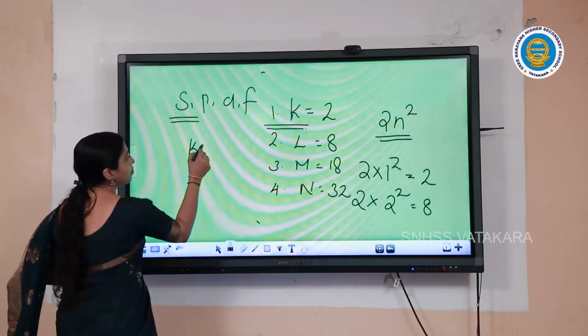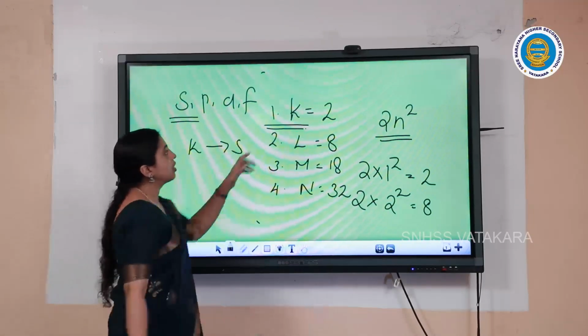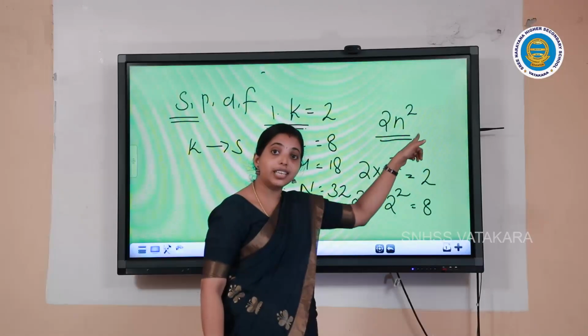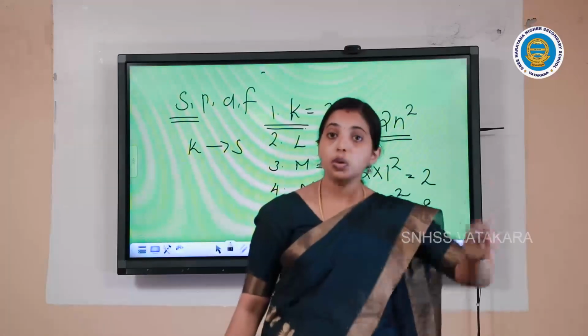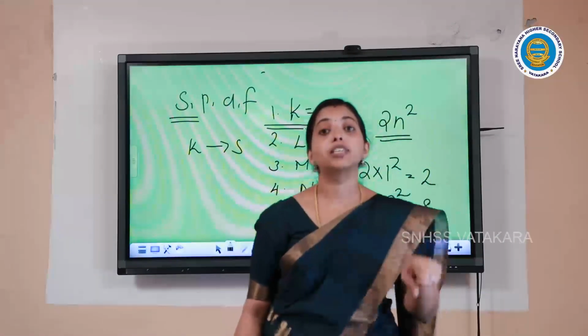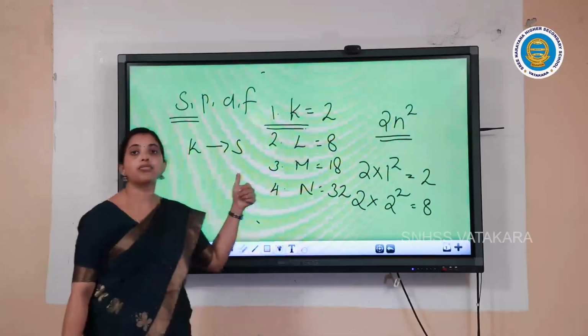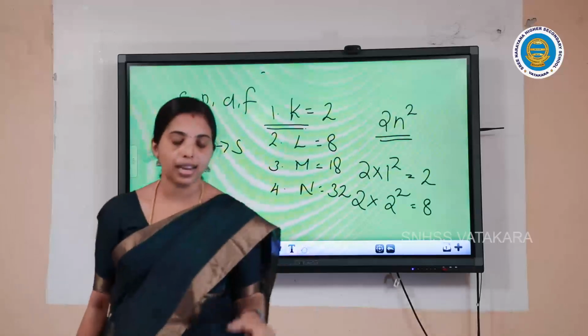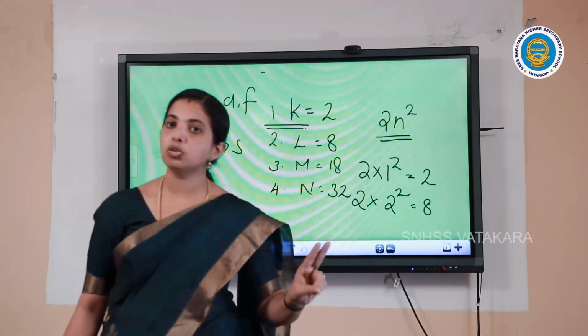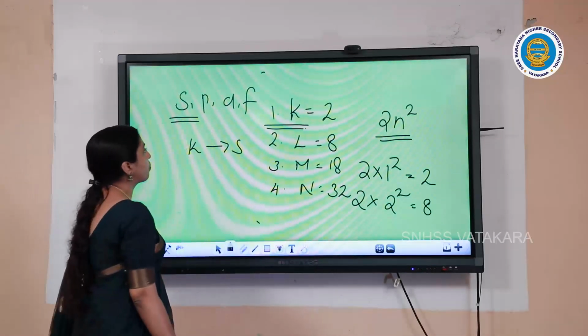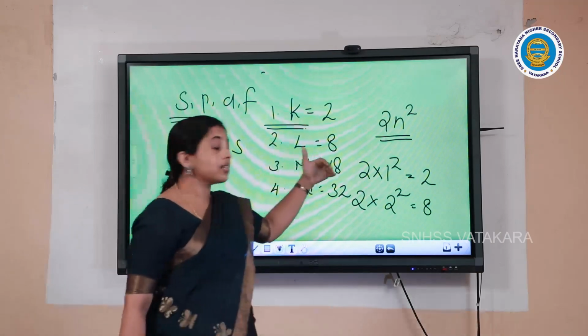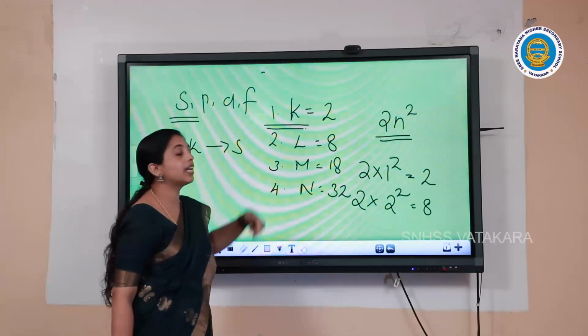That means, how many electrons are there in the K shell? 2 electrons. The 2 electrons are distributed into its subshell. That means the maximum number of electrons that can be accommodated in the S subshell is 2. Next, we can take the next shell, that is L.